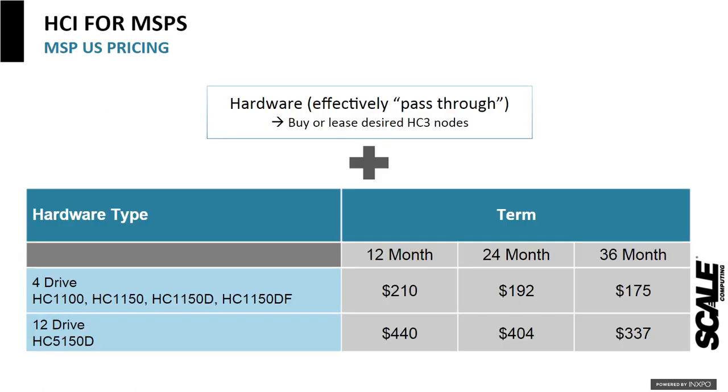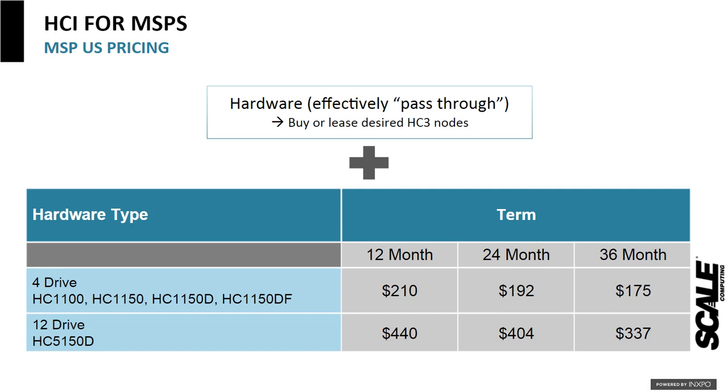Now pricing, what does this all look like? So this is the MSP, the US pricing. This is basically what we've done with the pricing: instead of adding appliance, we've broken out the hardware and the software, and we've created a monthly cost for that instead. So a 4-drive system, which is the majority of the systems that you're going to be working with, that would be $175 over a 3-month term. And then the hardware, it's effectively a pass-through cost on the hardware.